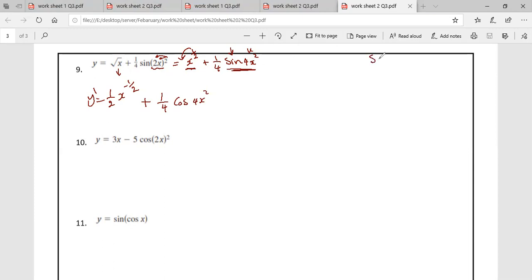Look here, sine u. The derivative of sine u will be what? The derivative of sine is cosine u multiplied by u prime. Just apply the rule: the derivative of the outer function, multiplied by the derivative of the inner function. Multiply the derivative of u, which will be 8x.